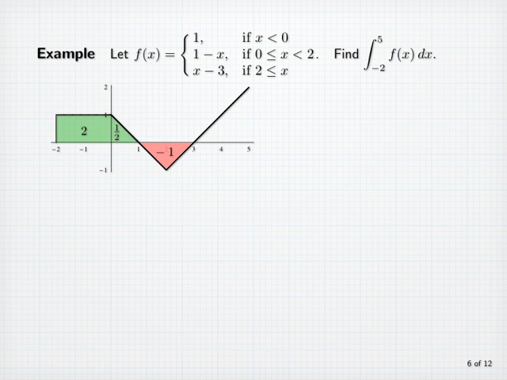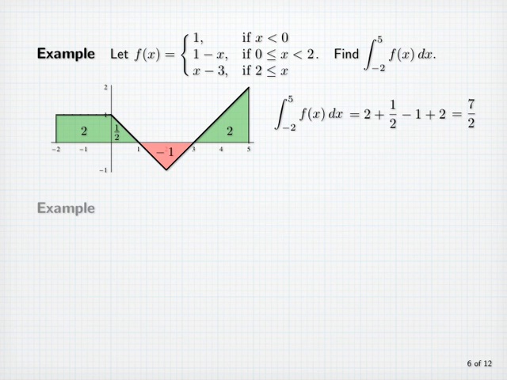Then between 3 and 5, we have another triangle that's above the x-axis. It has width 2 and height 2, and therefore its area is 1/2 of 2 times 2, or 2. So the integral of our function from -2 to 5 will be 2 plus 1/2 minus 1 plus 2, or 7/2. Now let's look at another similar example.